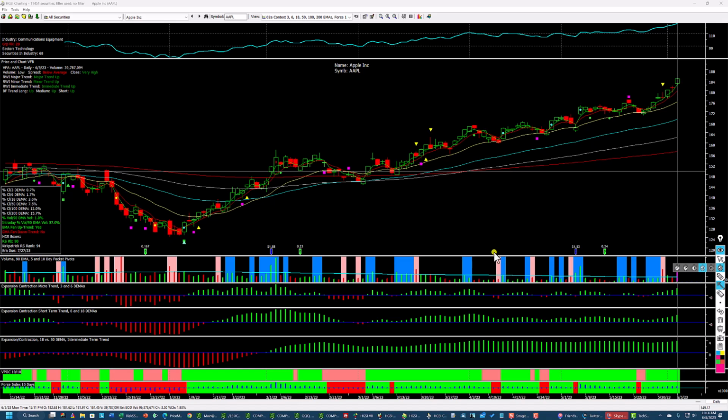But what I want to point out is that there are pullbacks all along the way, even on these stocks moving up. So the impulse and then the reaction would be right here.